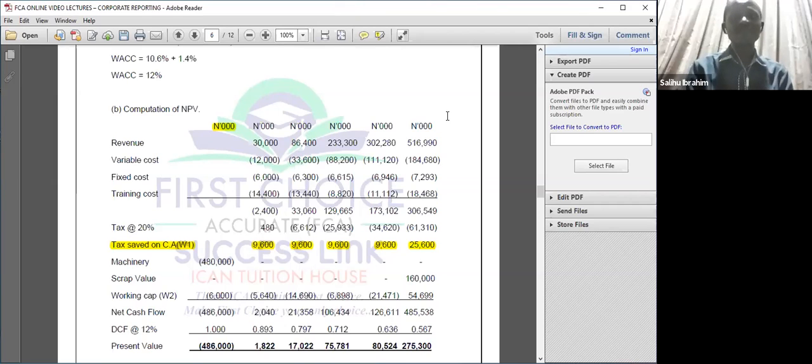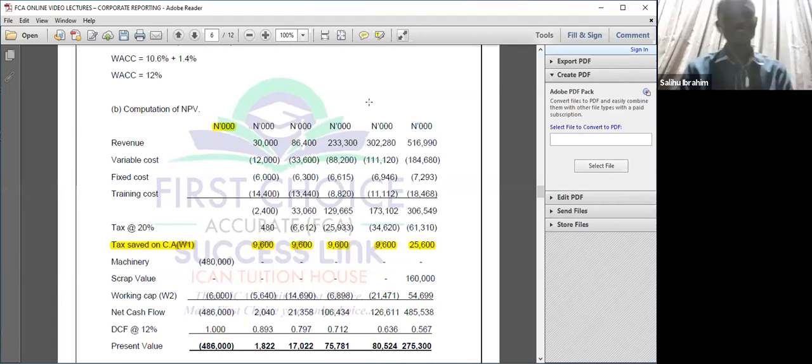If you are doing tax saving on capital allowance and tax is paid a year in arrears, it means that for the capital allowance in year 0, the tax savings will occur when? In year 1. That is why you see in some questions, the tax saving on capital allowance will be charged from year one. The assumption the examiner is making in that regard is that the capital allowance is charged as soon as that asset is purchased. And because tax is paid a year in arrears, the capital allowance will be enjoyed the following year. I believe that is clear.